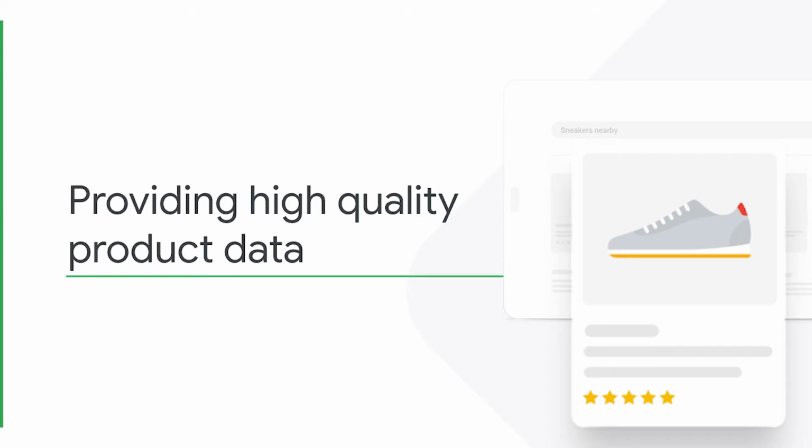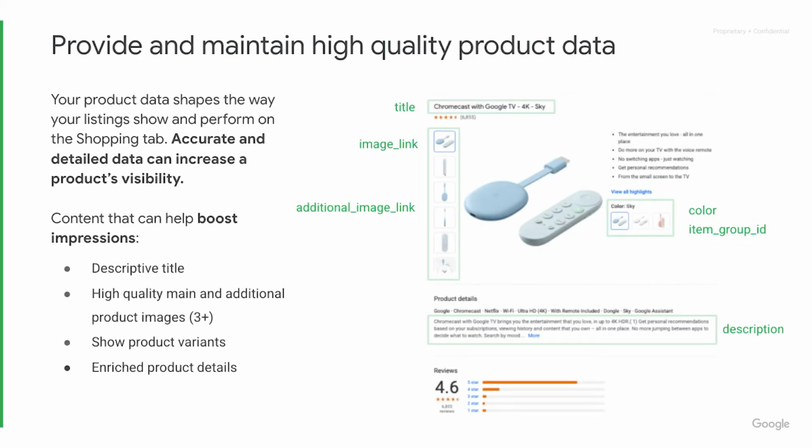To make your listings as successful as possible, you need to provide and maintain high-quality product data. Your product data shapes the way that your listings show and perform on the Shopping tab. Accurate and detailed data can increase a product's visibility. Content that can help boost impressions include a descriptive title, high-quality main and additional product images, which in this case, we recommend having at least 3 additional images, and you can use the additional image attribute for this.